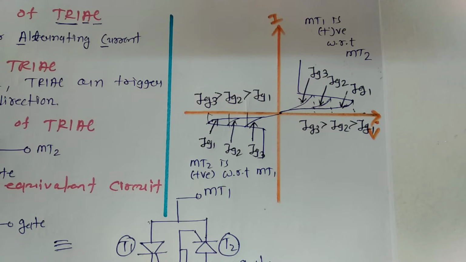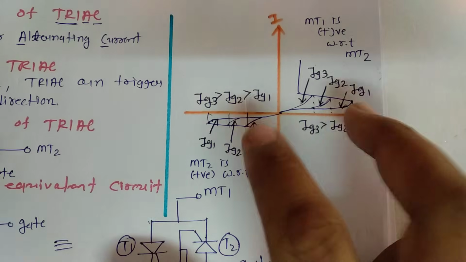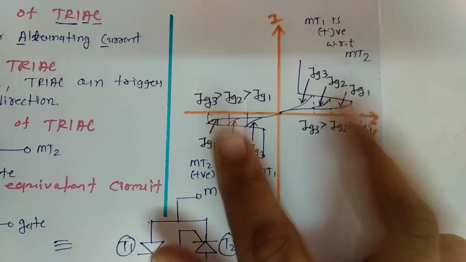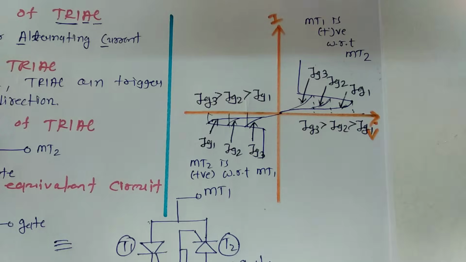So that is how we have the triac, a bidirectional device controlled in both directions. This is how it differs from SCR. When we talk about the diac, it is also a bidirectional device but there is no gate control. But the triac is a bidirectional device with gate control.